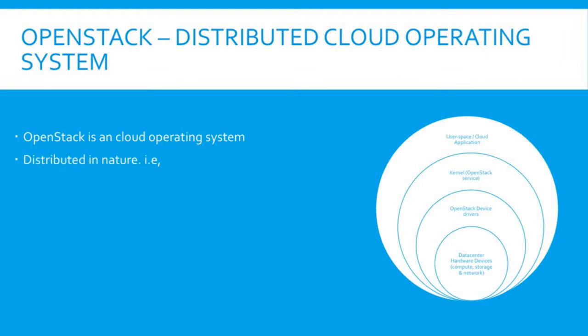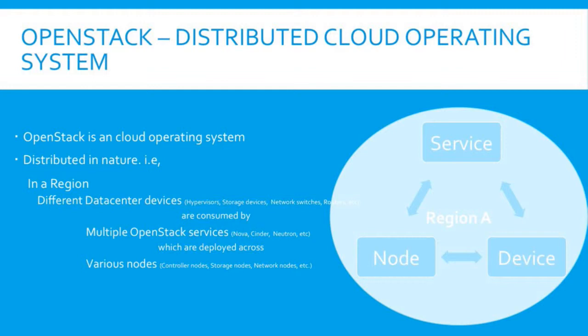But it is distributed in nature. What that means is, whenever we are deploying OpenStack in a given data center, we separate it into regions. In a given region you will have different data center devices like hypervisors, storage devices, network switches, routers, etc., and they are consumed by multiple OpenStack services like Nova, Cinder, Neutron, etc. These services are deployed across various nodes. We call them controller node, compute node, network node, etc.